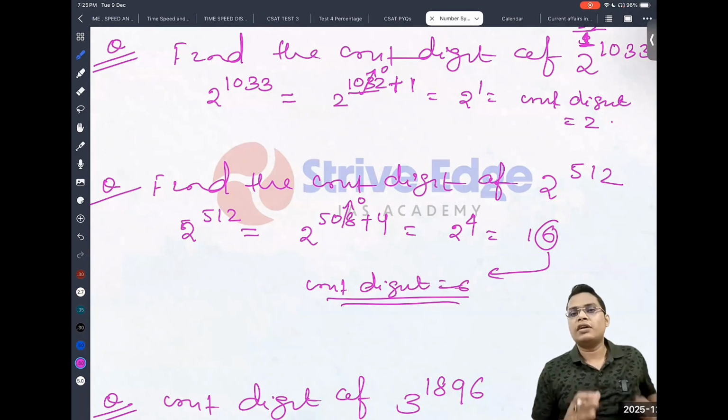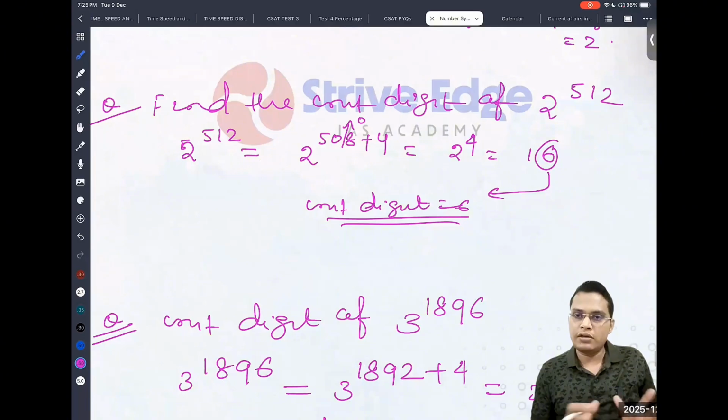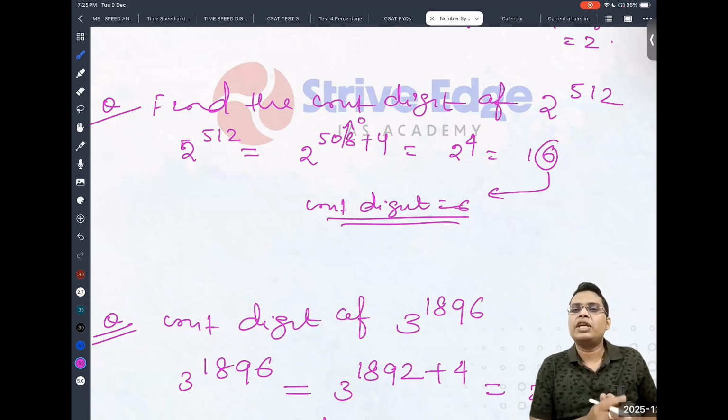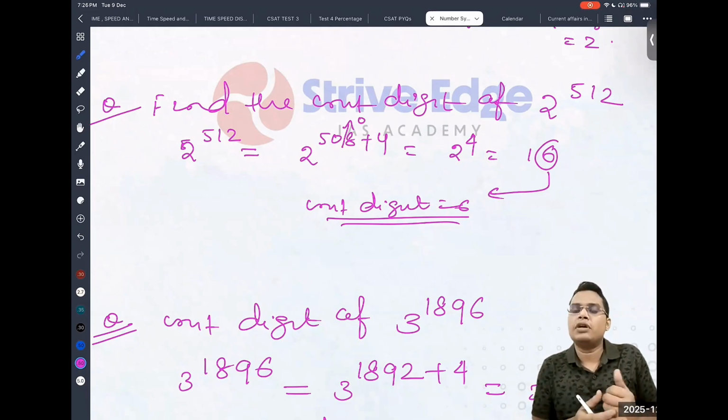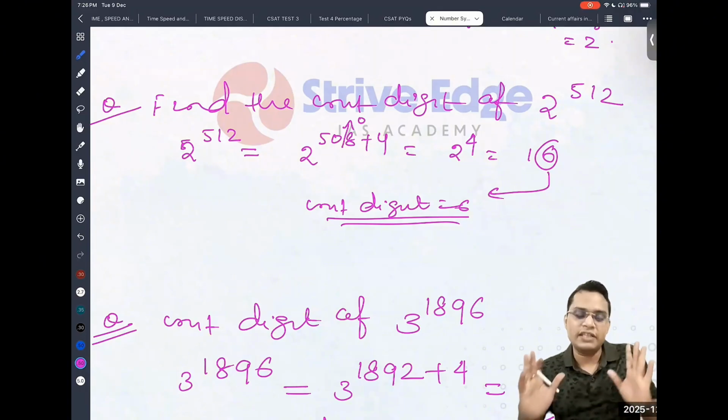I think this problem is clear to you all. So how are we going to count? The cyclicity is 4, so we convert 2 to the power something into a multiple of 4 plus the remainder, then we eliminate the multiple of 4, and with the remaining exponent we find the unit digit.